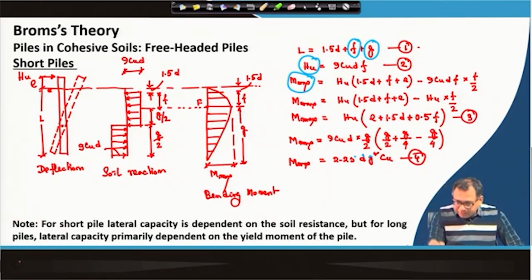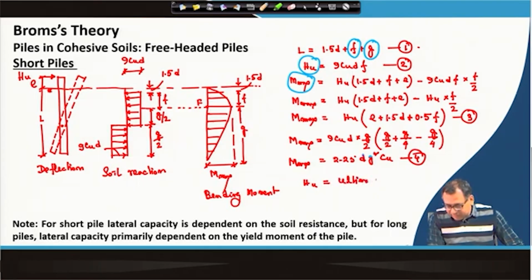So, once we solve these 4 equations, we will get the ultimate load carrying capacity of the pile HU. Then we get where the maximum moment will come, and then what is the value of G, and then maximum moment M max also we can calculate. So, this way after solving these 4 equations we can get what will be the HU value. HU is ultimate load carrying capacity of the pile. Lateral load.